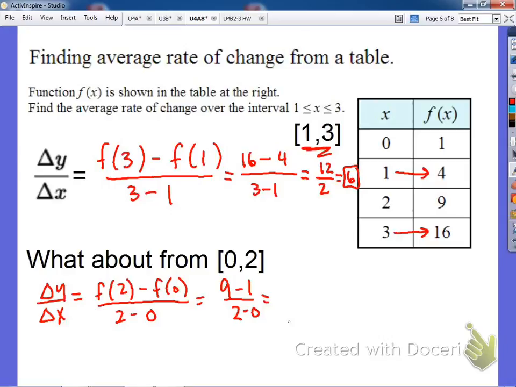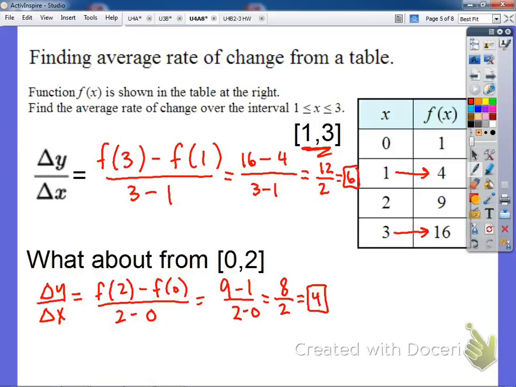Okay, so did you do it? Did you come up with an answer? So we should have had 8 over 2, which is 4. Okay, so do you understand how the slope of the secant line, or the average rate of change, is different depending on the interval that you use for any given nonlinear function? And here is an example with a table. All right. Any questions here?